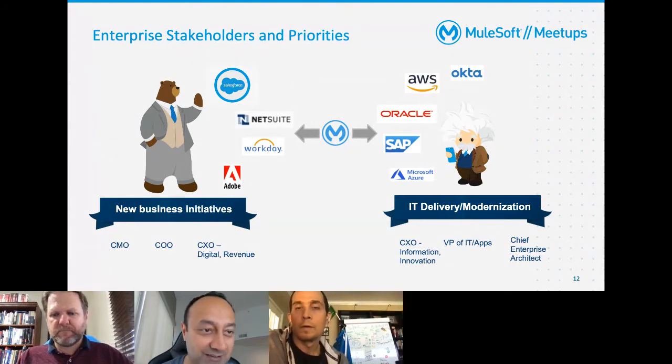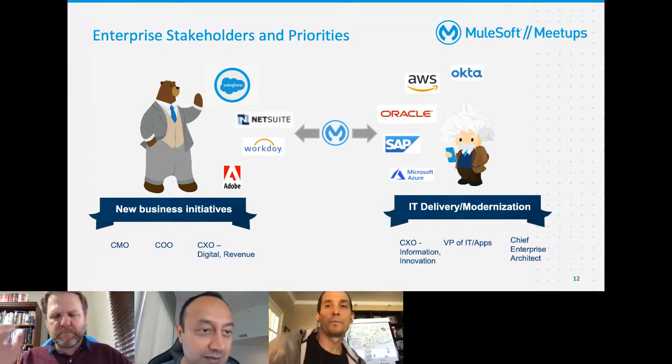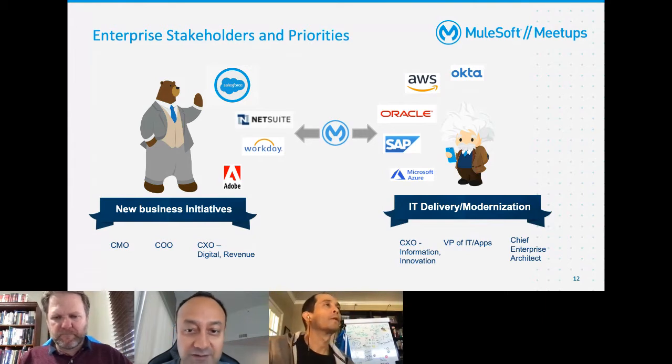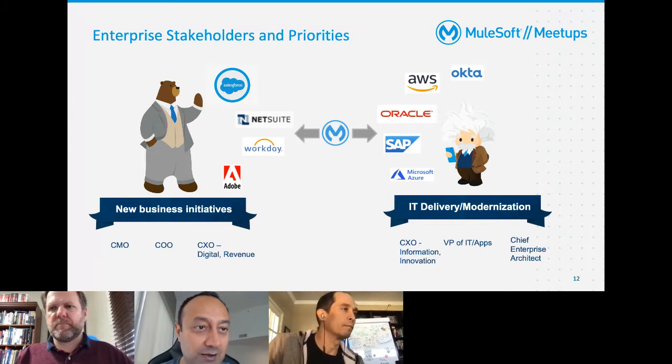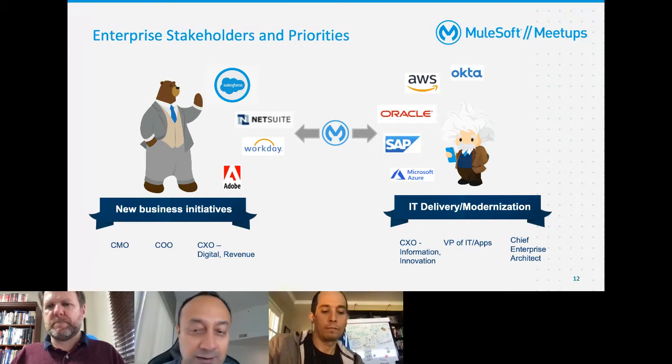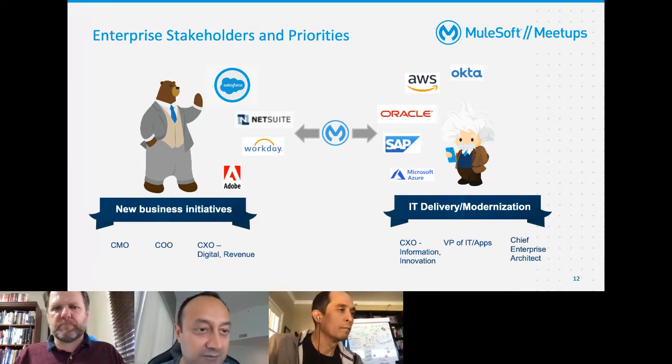That's where the back office comes in, and that's where IT is. You have IT, your CTOs or CIOs, or maybe an innovation officer, VP of IT and apps, and your enterprise architecture team, who are providing the governance and operationalization and maintenance of your back office platforms, the Oracles, the SAPs. Of course, you're going to have security, so I threw in Okta over there, but there's many others in that space.